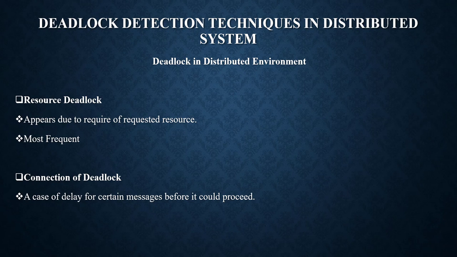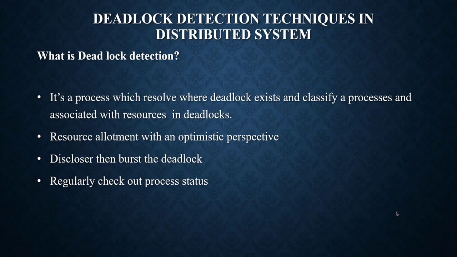So what is deadlock in a distributed environment? There are two types: resource deadlock and communication deadlock. The first one appears due to the request for resources, and the communication deadlock is a delay of a certain message before it can proceed in a deadlock situation. Okay, let's move on to the next slide.